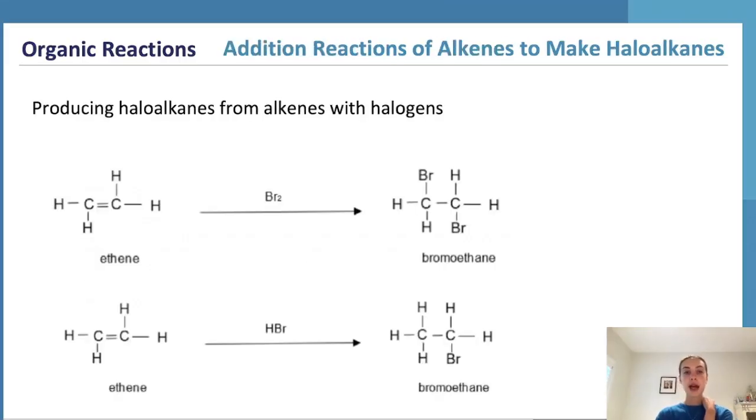The next one we can look at is addition reactions, and so addition reactions of alkenes to make haloalkanes. This is done by producing haloalkanes by combining alkenes with halogens. So for example, if we start off with a molecule like ethene, we can do a dihalogenation, or just known as a halogenation.